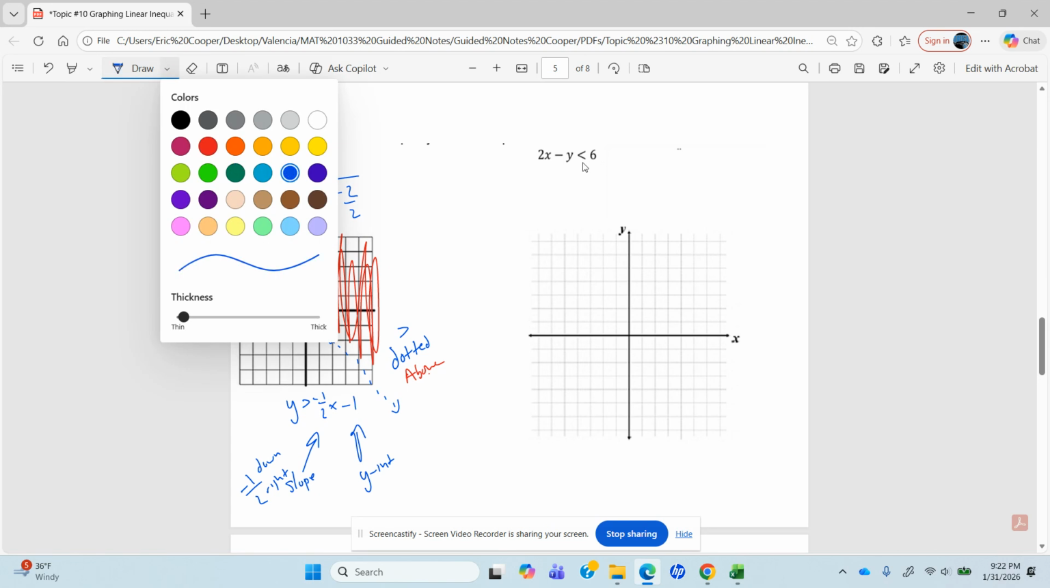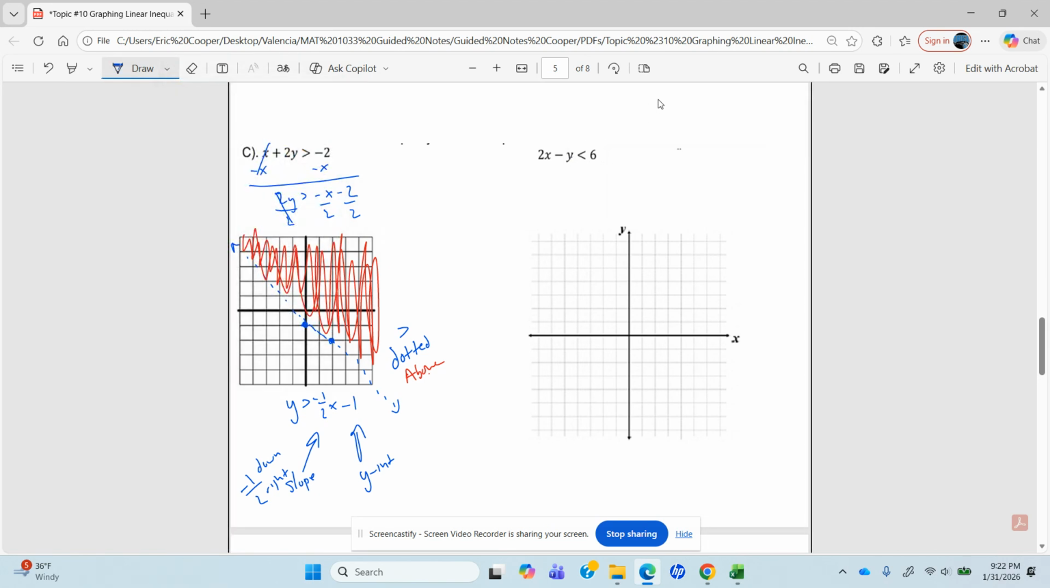Let's do the same thing for the last one. We've got to solve it for y. In order to get y by itself, I have to subtract 2x from both sides. That leaves me with negative y is less than negative 2x plus 6. And now I'm going to divide everything by negative 1. But again, don't forget, I'm dividing by a negative with the inequality. That means I need to flip the sign. Again, when you divide by a negative, make sure you flip the sign.